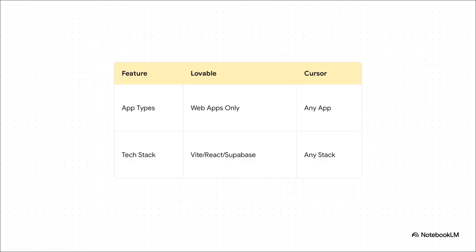And this is where you see that fundamental trade-off in black and white. Lovable is super simple, but it's also kind of restrictive. You can really only build web apps, and you have to use their chosen tech stack. That's Vite, React, and Supabase. Cursor, though, it's a completely blank canvas. Since it's a code editor, you have total freedom. You can build anything, web apps, mobile apps, desktop apps, using whatever programming language or framework you want.